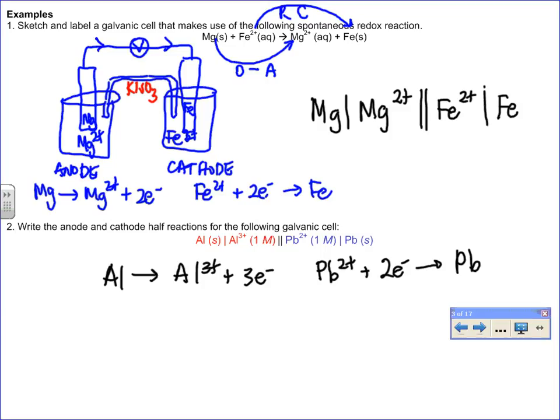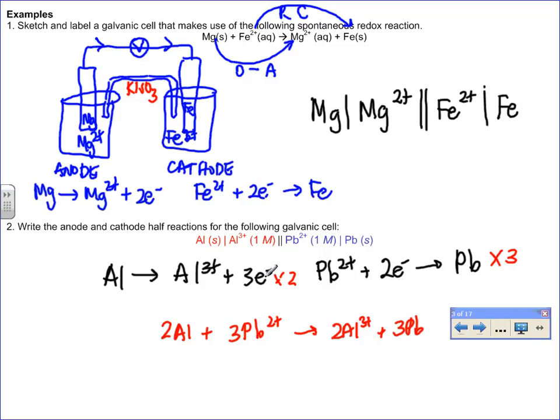If we want to show the overall reaction, we need to make sure that the electrons are balanced. So in this case, we need to multiply the aluminum reaction by 2 and the lead reaction by 3. And so the overall reaction would be 2Al plus 3Pb2+ goes to 2Al3+ plus 3Pb. Okay, so this is the overall reaction.